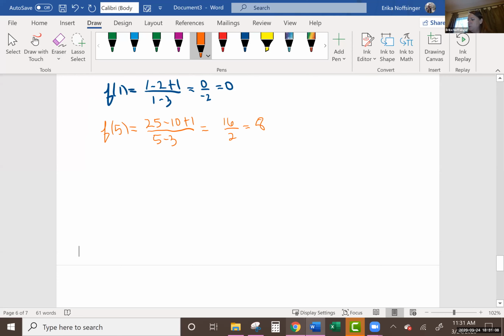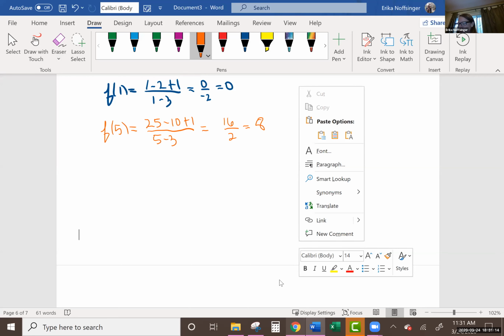Okay, so maybe one more. You guys want e or natural log? Here, let's do the e. Unless I got a comment.